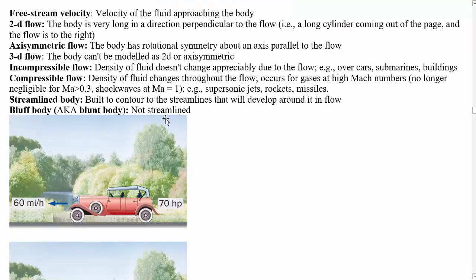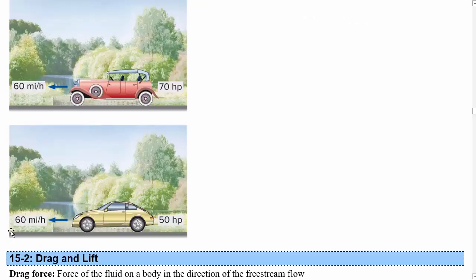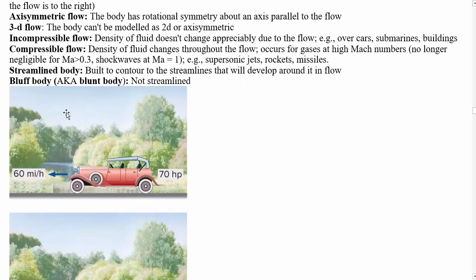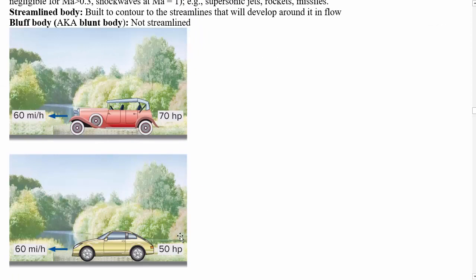Streamlined bodies are built to contour to the streamlines the flow would want to have, and therefore have a lot less drag than bluff or blunt bodies. You can see the effect of this in the required power to move at 60 miles an hour in a modern, more streamlined car versus an older, less streamlined car.